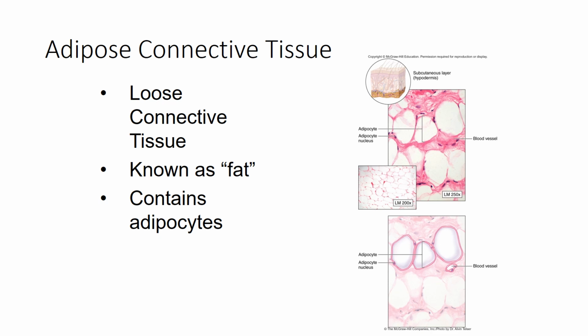Adipose connective tissue, another example of loose connective tissue, adipose known as fat. And so the cells that make this up are going to be adipocytes. And so when we look at the adipose tissue here, we see adipocytes. And they're going to have these large globules that we find, and then these are going to be large and prominent when we have them underneath the skin layer. So the subcutaneous layer is where we would find this, for example.